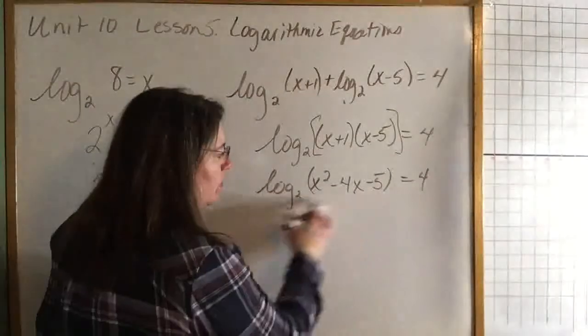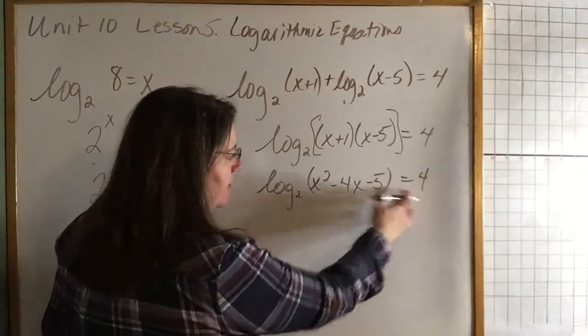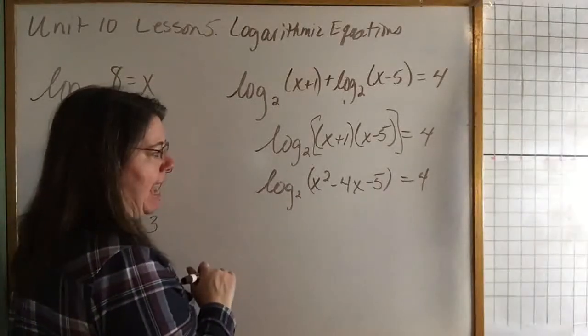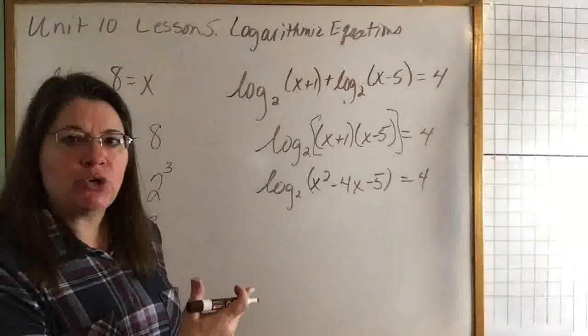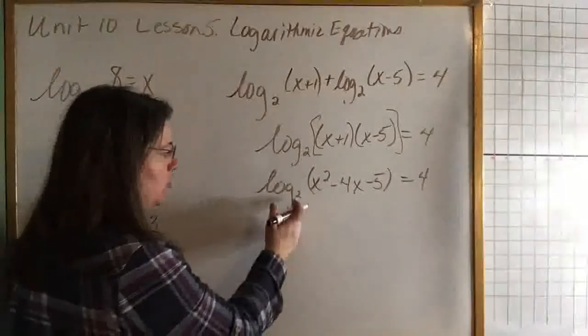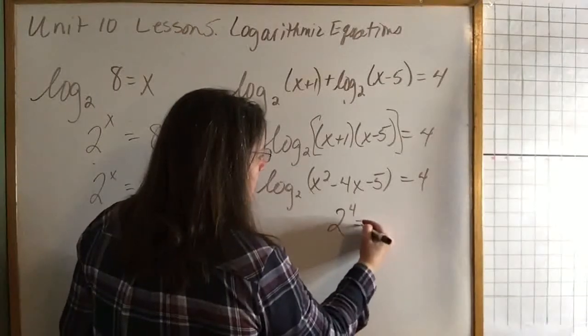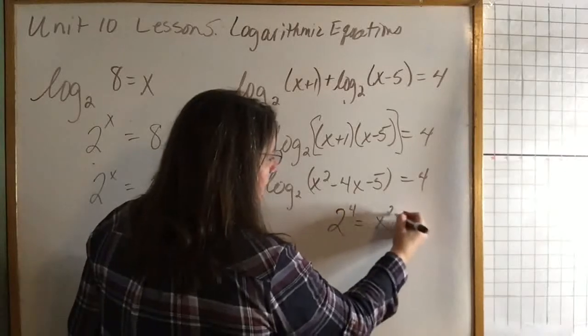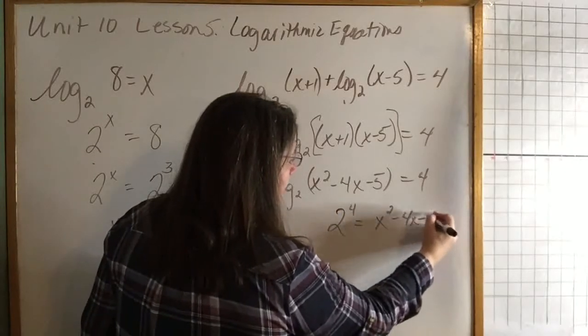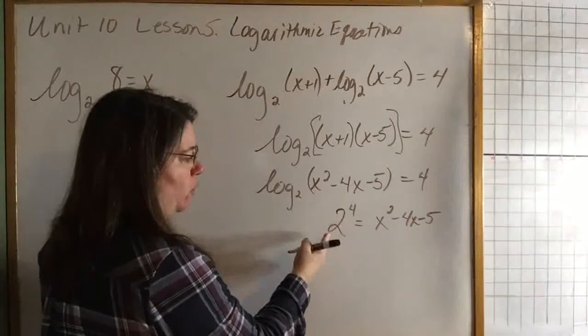Now all my logs are on the left, and it's the simplest log that I can possibly have. So at this point, I'm going to convert it to exponential form. So 2 to the 4th is equal to x squared minus 4x minus 5. I would get 2 to the 4, that is 16.